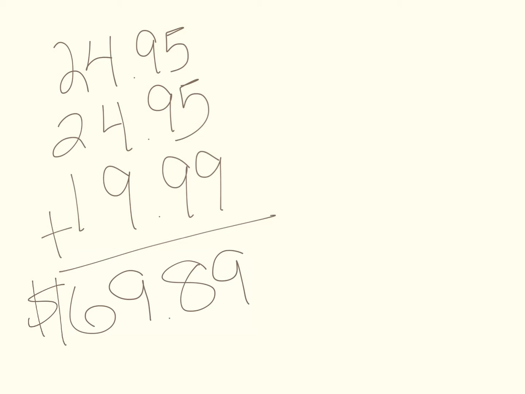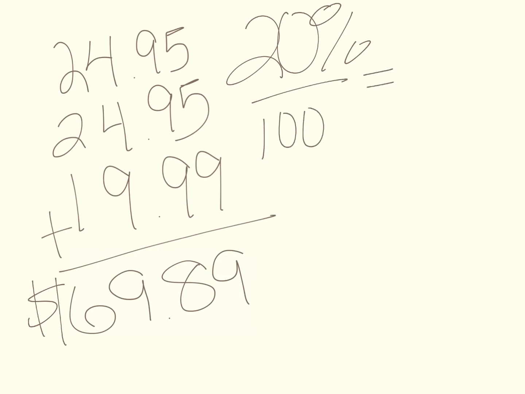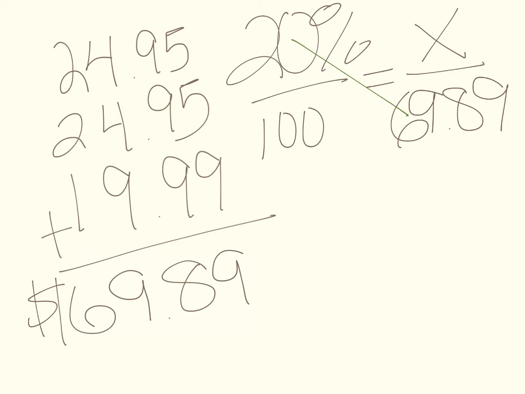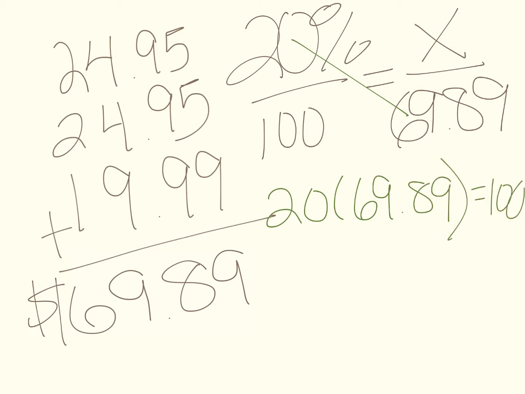But from American Eagle's website, we can see that I will save, how much did I save? 20% off 3 items. So we're going to write a proportion. So percent's always out of what number? Yes, 100. We're going to find the amount I'll save if they originally cost $69.89. So we have a proportion, and we know how to solve a proportion. We're going to cross multiply. 20% times $69.89. So 20 times $69.89 will equal 100 times X.